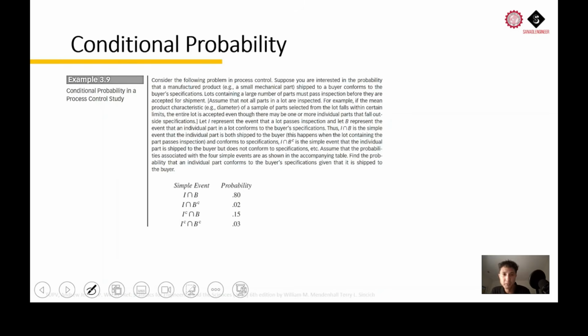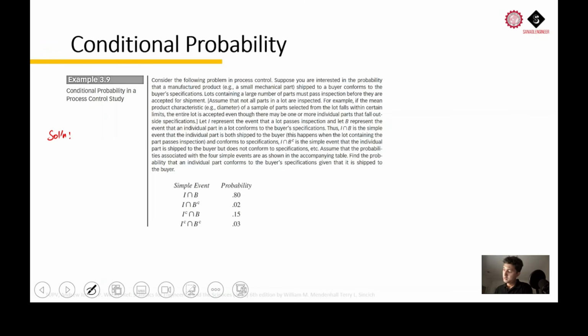Okay, so let's try to solve this problem. Again, let's read the question. Find the probability that an individual part conforms to the buyer's specifications given, okay, that's the keyword there, given that it is shipped to the buyer. Okay. So let's start on this side. Solution.